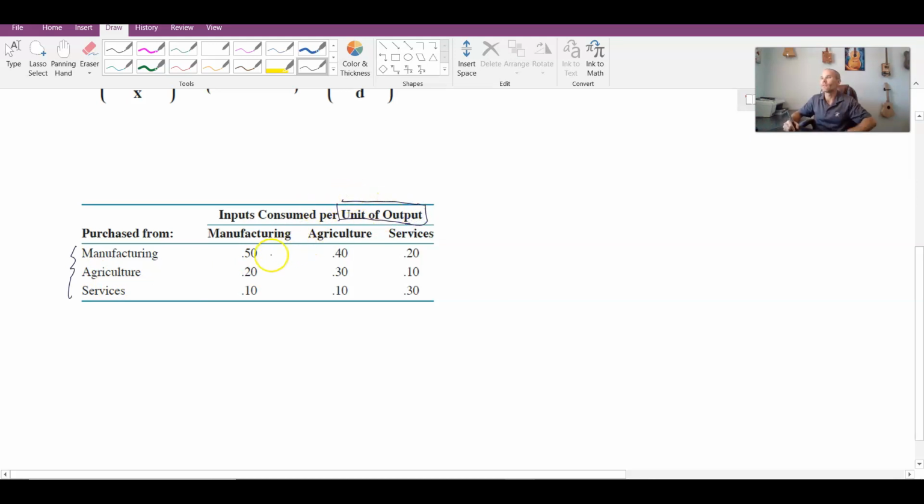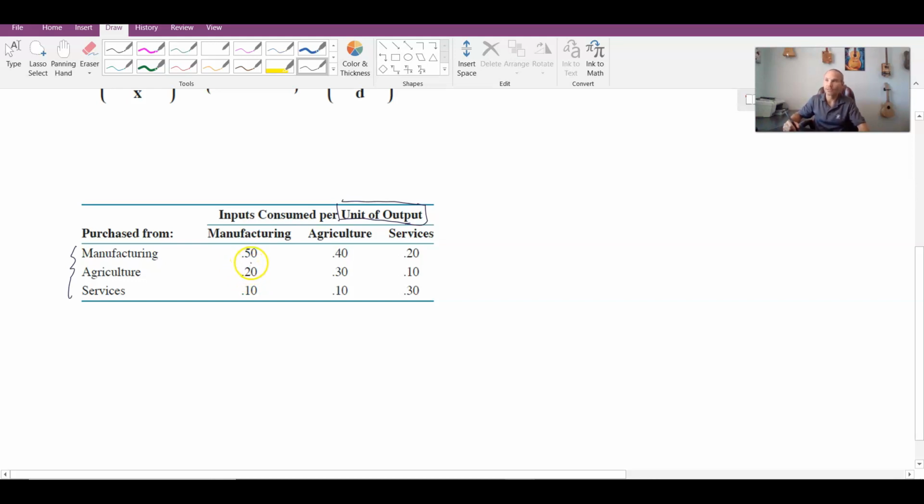So for example, if this is measured in money, then I could say that in order for manufacturing to produce 1 unit of output, or $1 of output, it needs 50 cents worth of its own manufacturing. It needs 20 cents of agricultural product and 10 cents worth of services. So maybe they need to produce their own tools or their own utilities in order to run their plant. And maybe they need some agriculture for whatever reason.